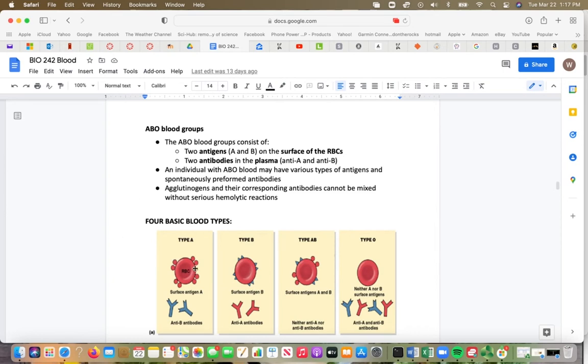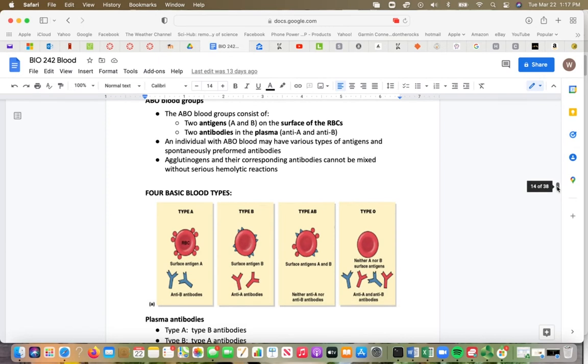So if you are type A, you're going to make surface antigen A. You're going to make antibodies towards B because you don't produce B. If you are type B, you're going to have the B surface antigen, and you're going to make antibodies towards A because you don't have that. If you are AB, you're going to have both the A and the B antigen on the surface, and you won't make antibodies to either one of them because you have both of them. If you are type O, you don't have any of the markers on there, but you'll make antibodies towards both the A and the B.